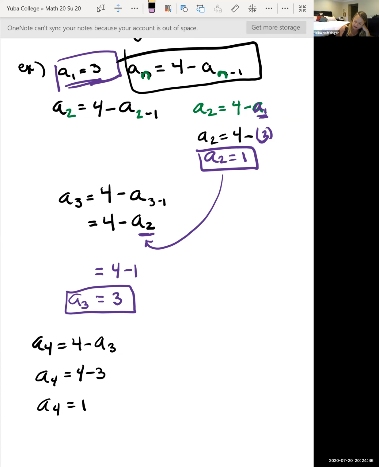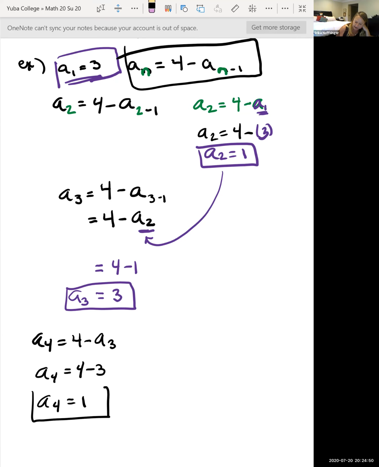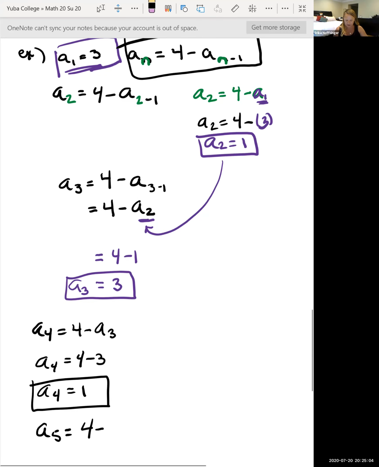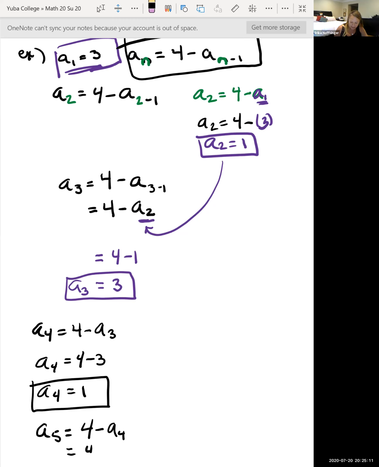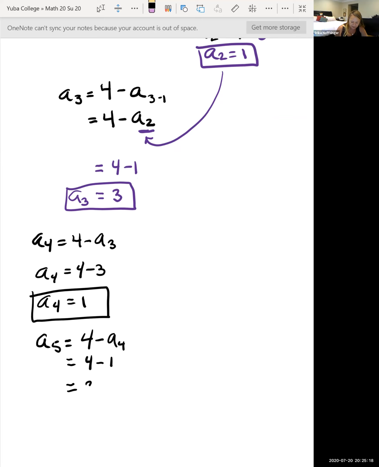One more. I wonder if you guys can figure out what you would get. Do you see some pattern happening here? A sub 5 is equal to 4 minus a sub 5 minus 1, which is a sub 4. So this is 4 minus a sub 4, which is 1. So 4 minus 1 is 3. A sub 5 is 3.